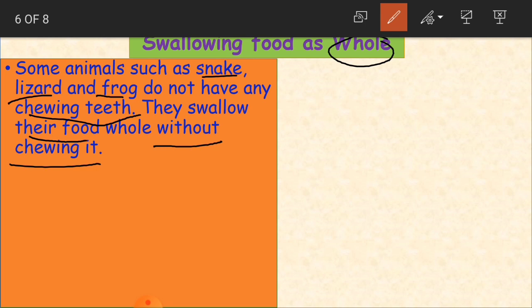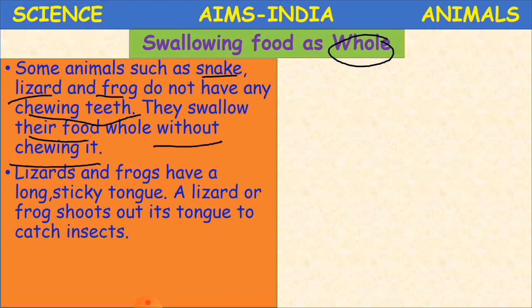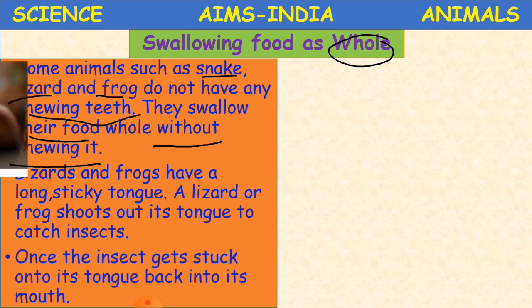So if a lizard sees an insect in front of it, it will just eat that insect whole. It will just swallow it. It will not cut or tear the insect into pieces and then eat it. It will just swallow it whole. Even snake, even frog, they also belong to the same category. Lizards and frogs have a long sticky tongue.